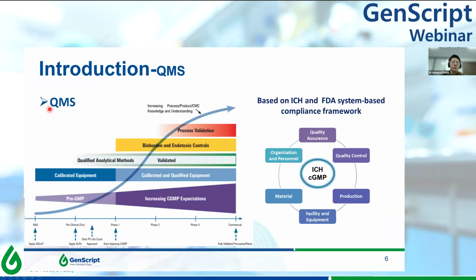Our quality management system is established according to the ICH and FDA system-based compliance framework from six major aspects: quality assurance, quality control, production, facility and equipment, material, and organization and personnel.